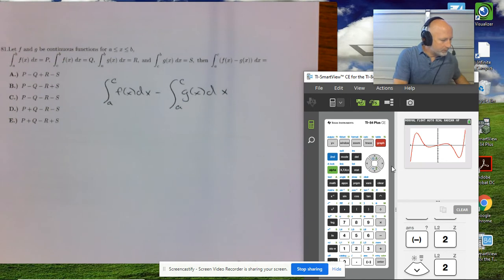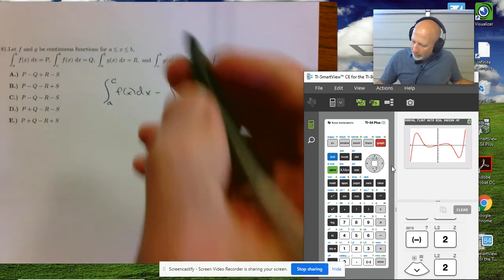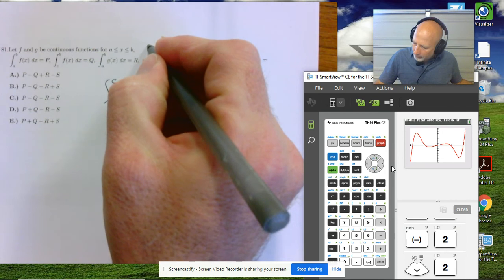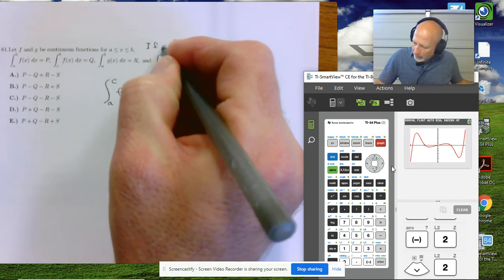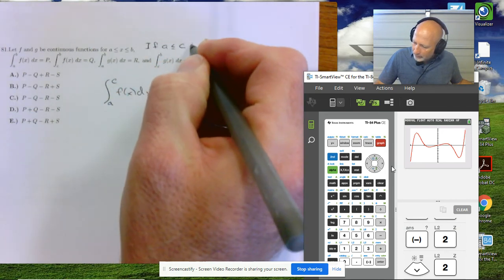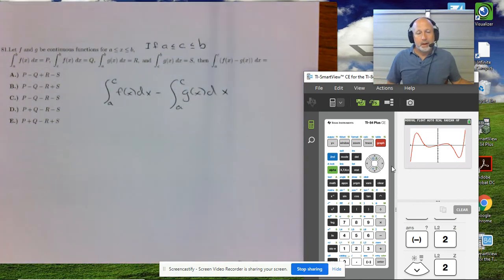I wonder if there's a mistake here. It actually doesn't mention anything about c at all. So we're on 81. Oh yeah, I am missing a piece here. I'll have to go back and enter this in. Okay, it also should state if a is less than c, which is less than b. Okay, so c is between a and b.